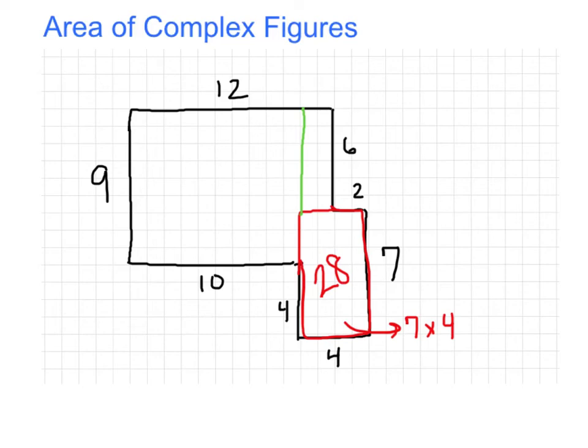I have another rectangle that's formed by the green outline. And it's given by the fact that this measurement is 10, this measurement's 9. So this is a 9 by 10 rectangle, which would give me 90 units if I multiplied it together.